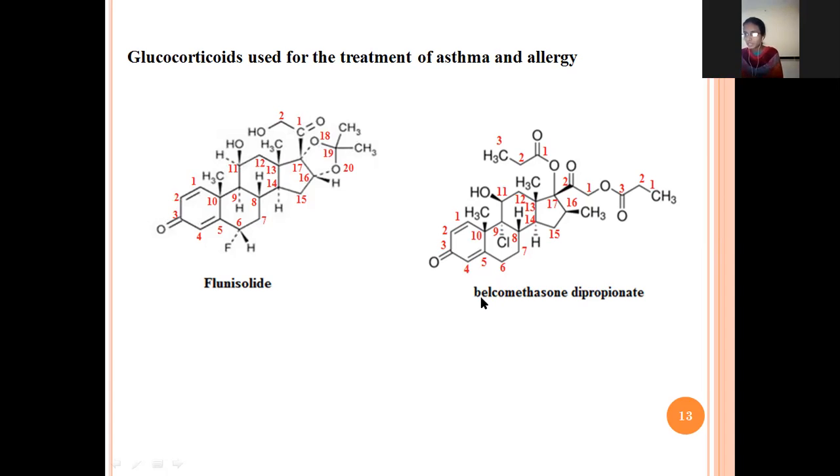Next one is belcomethasone dipropionate. Name is belcomethasone dipropionate. If you see the structure here, this is a phenanthrene ring and it is a cyclopentane. In the third position, the oxygen group is attached. In 10th, 13th and the 16th position, 3 methyl groups are attached. In the 11th position, hydroxyl group. In the 9th position, chlorine atom is attached.